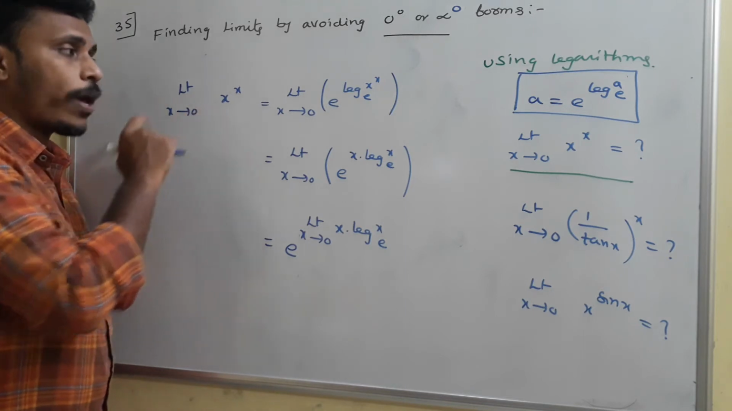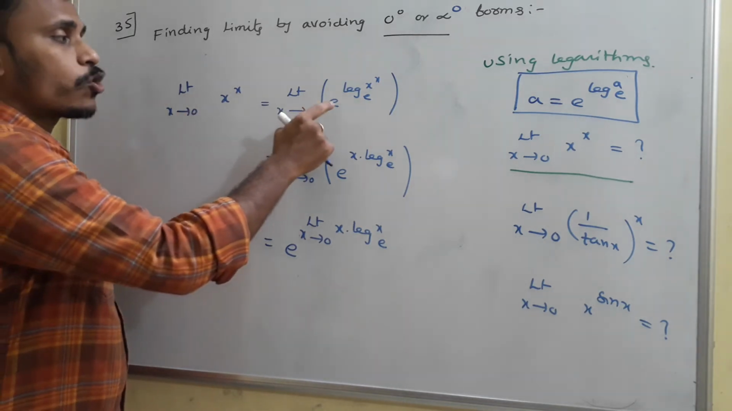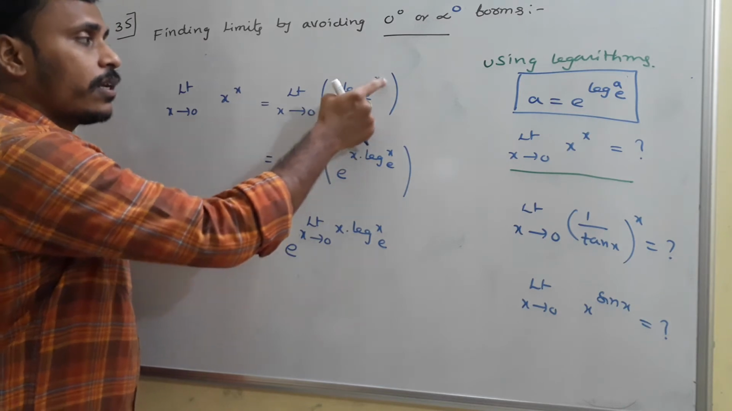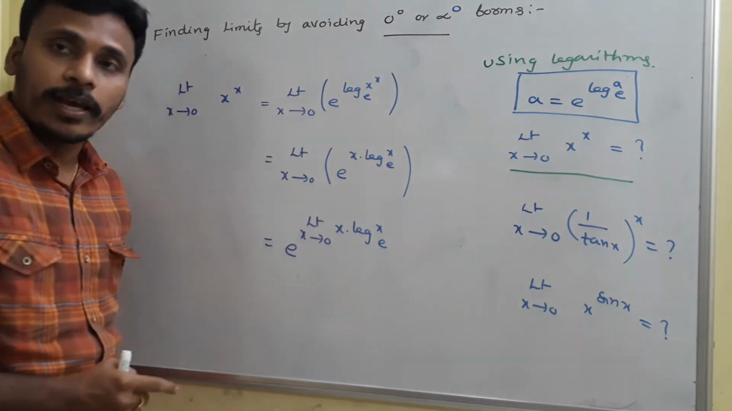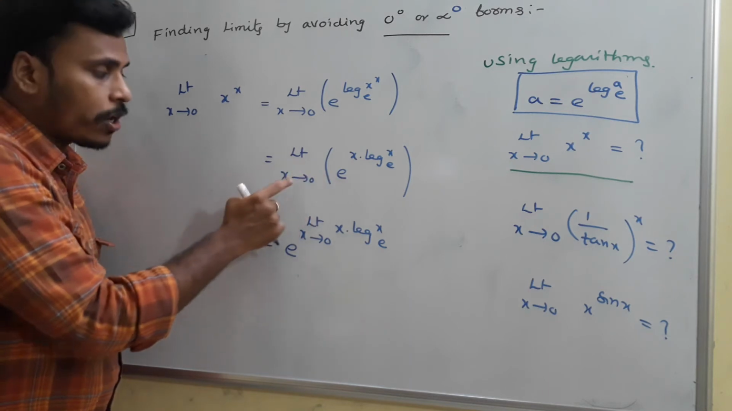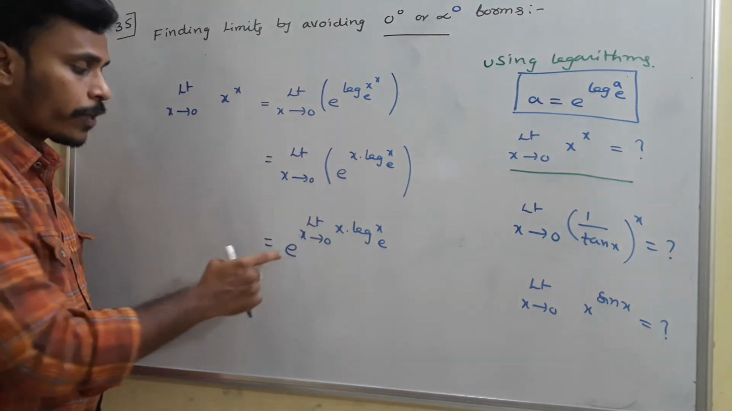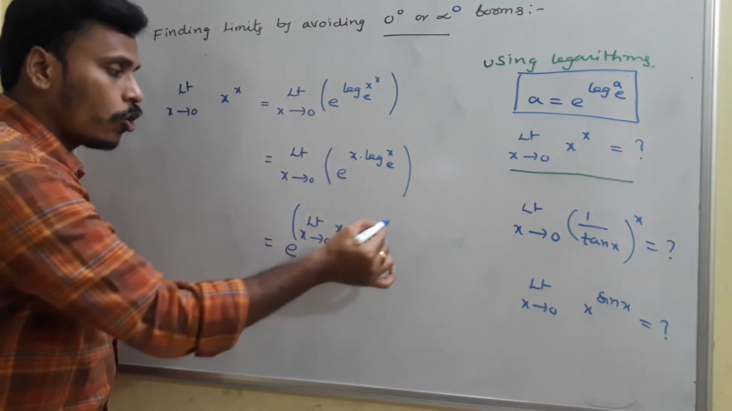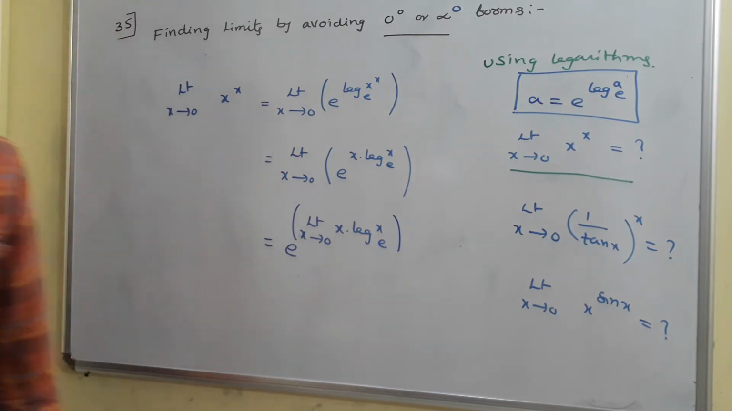Limit x tends to 0 x power x we are finding. Limit x tends to 0 e power log x power x base e. Send x this side, x into log x base e. Since this e is a constant, send this limit to the power. So e power limit x tends to 0 x into log x to the base e.